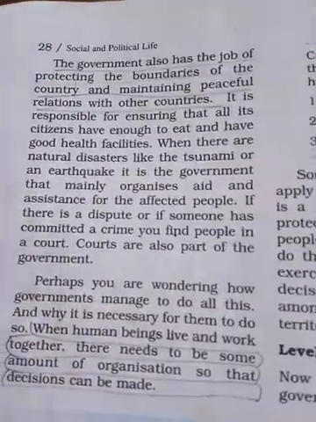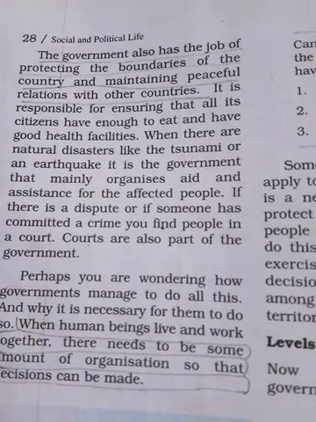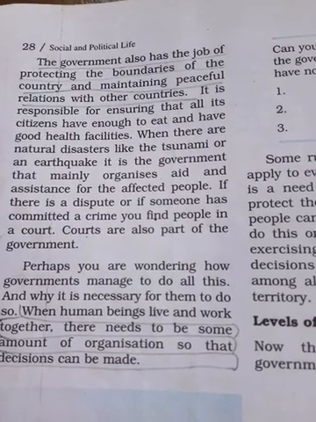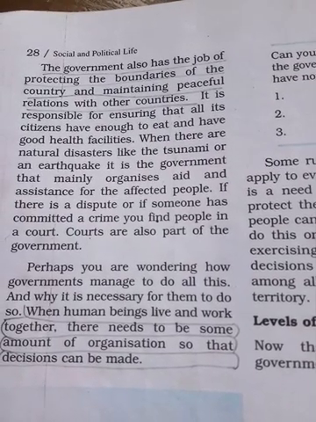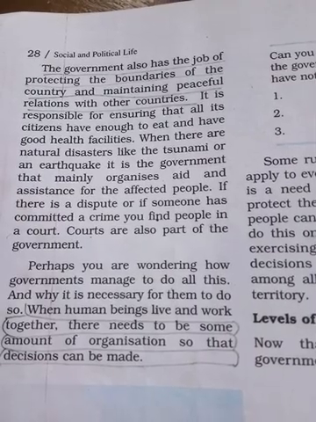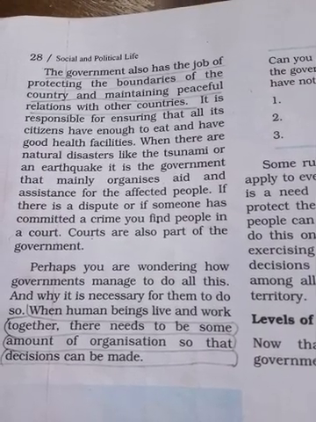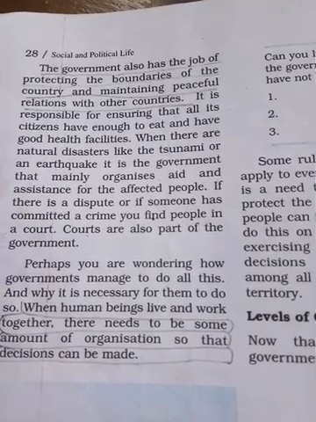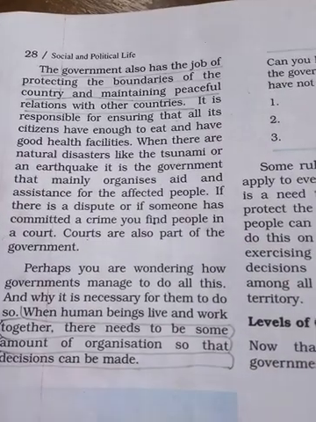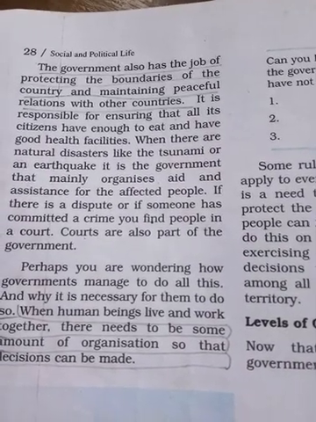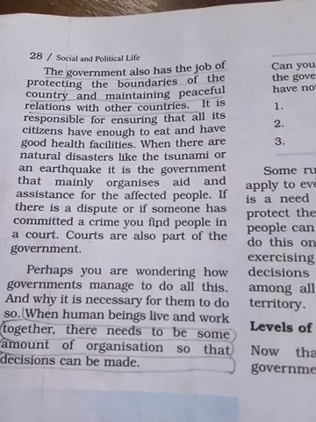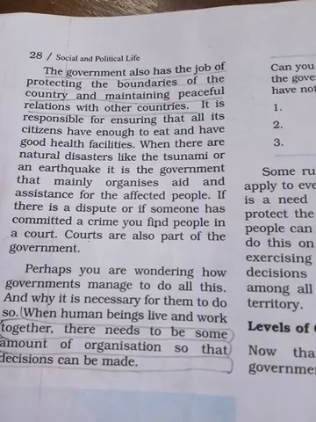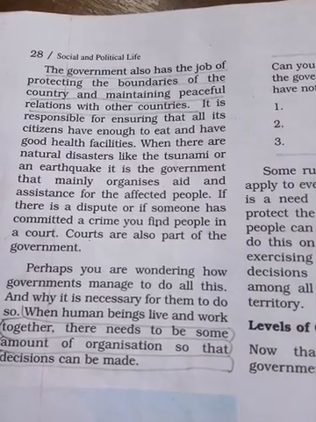Look here, the government also has the job of protecting the boundary of the country and maintaining peaceful relations with others. It is responsible for ensuring that all its citizens have enough to eat and have good health facilities. That means the government's work is to look after the whole country, to guard our borders so that everyone can be secure. That means they recruit armies to look after the boundary.